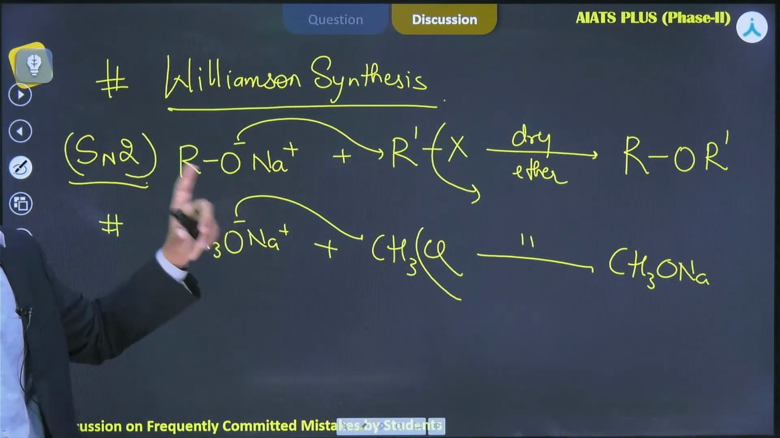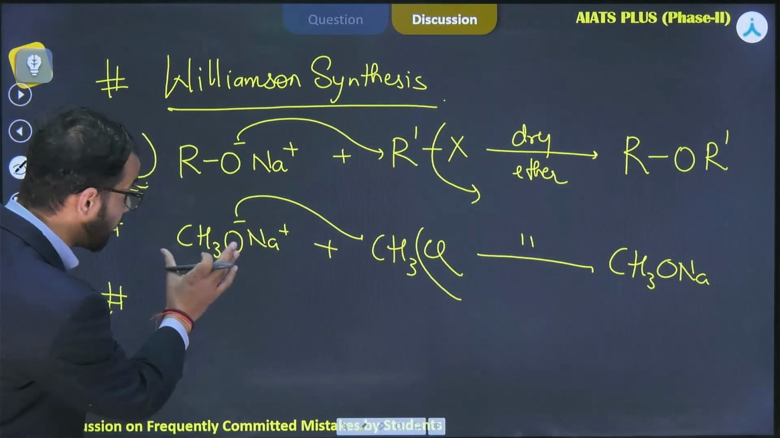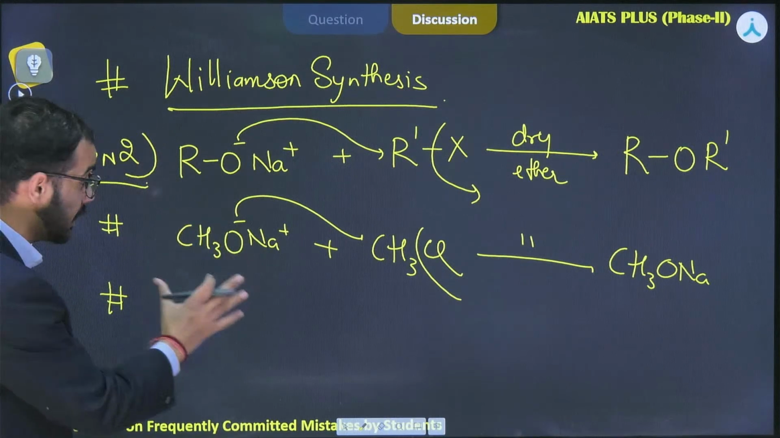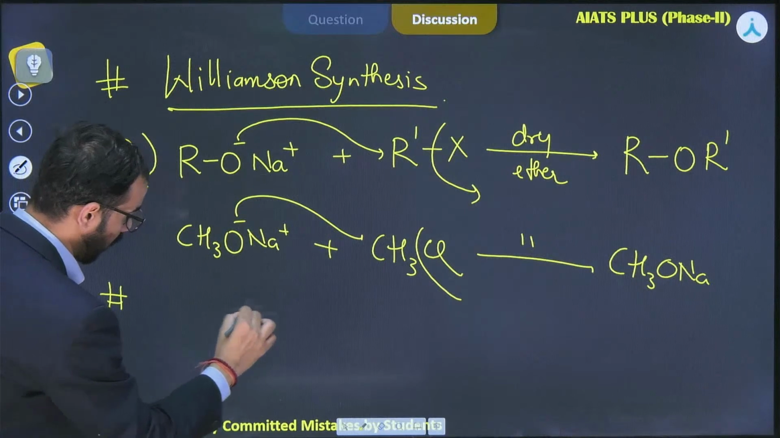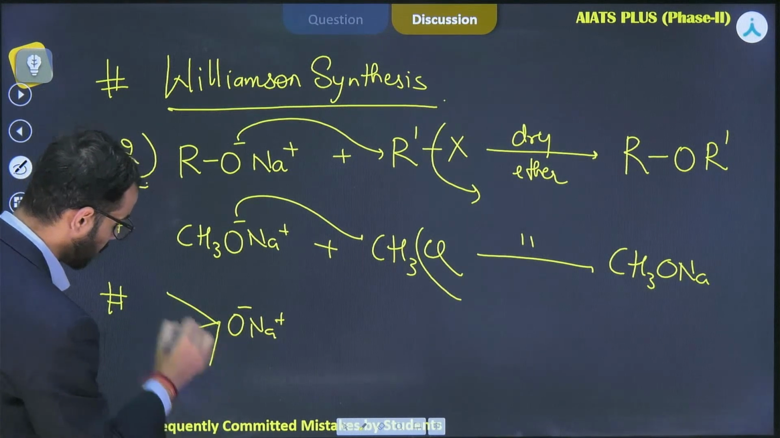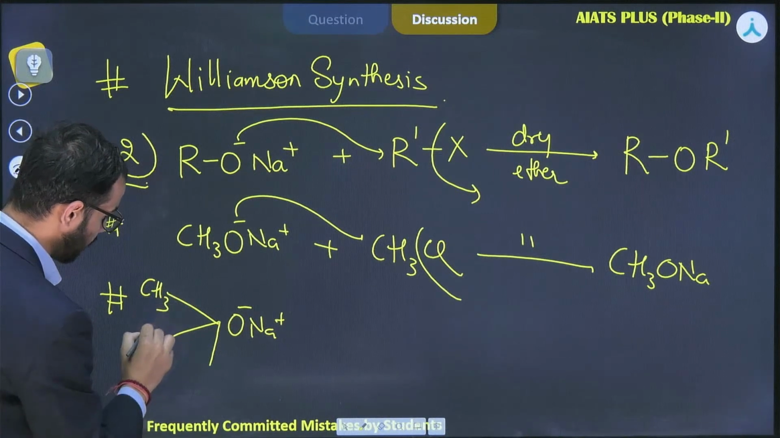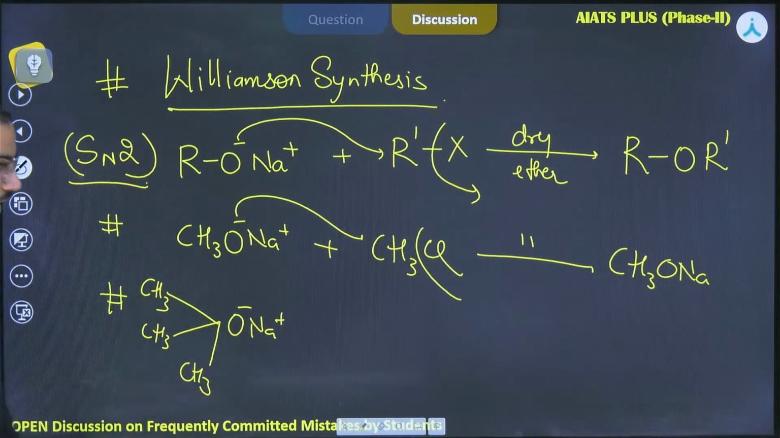Let us try to take another example. Let us take a bulky base, or we can say a bulky alkoxide. You have taken O minus Na plus with C(CH3)3, CH3, CH3. The tertiary butoxide ion has been taken.